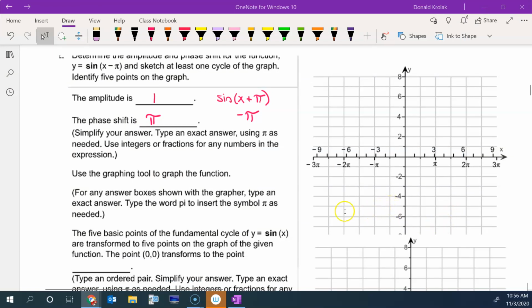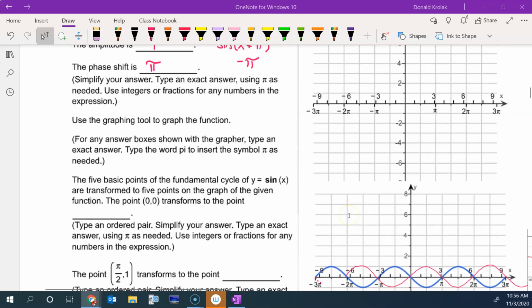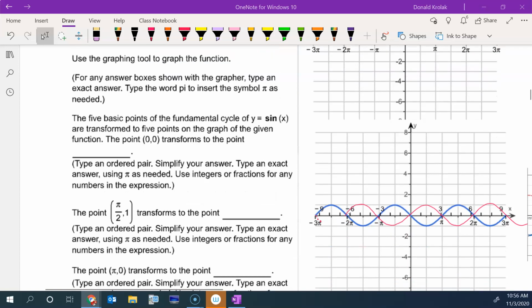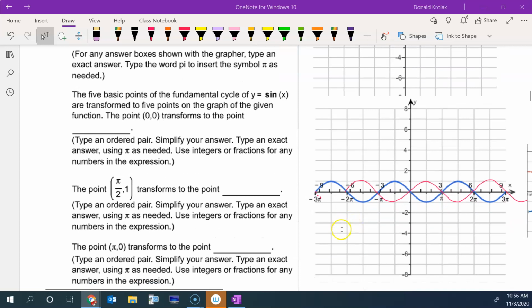And when you're done graphing it, you should end up with something that looks like this blue graph right here. The red graph you don't have. That's the original. Does anybody need help with how to use the graphing tool? Yes? Okay. All right, give me a second. I'm going to load it up.